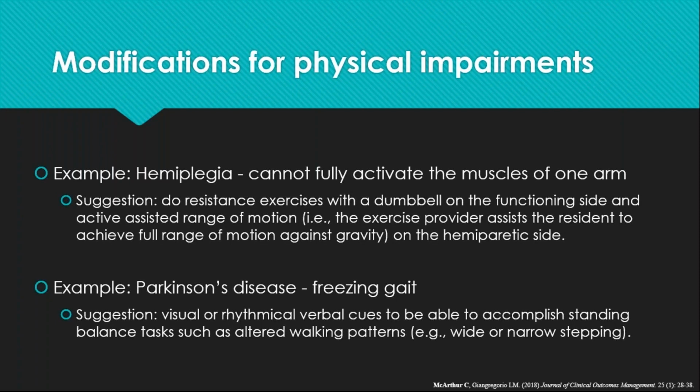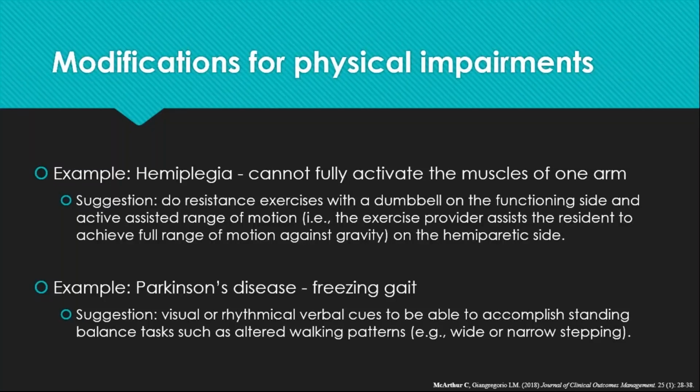So if they have hemiplegia, so maybe they can't use one arm at all, you can do resistance exercise on the functioning side, and then on the other side, you can do something like active assisted range of motion. So where you are helping them move through the range of motion, or if they can do it themselves, you can have them do the whole exercise themselves. But if they can't, you help them move through the range of motion on that hemiparetic side. But definitely on the other side, they can still do those challenging progressive strength exercises.